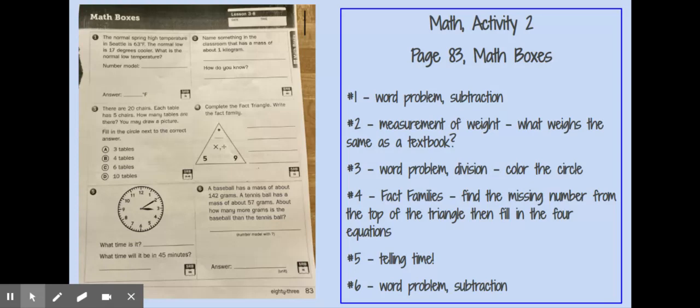So students are going to multiply 5 times 9 to get 45 and put 45 in that blank, and then use 5, 9, and 45 to write the 4 equations that fill in the fact family: 2 multiplication and 2 division. Number 5, there's a clock. They want you to tell time. The first line says what time is it. Second line says what time will it be 45 minutes later.